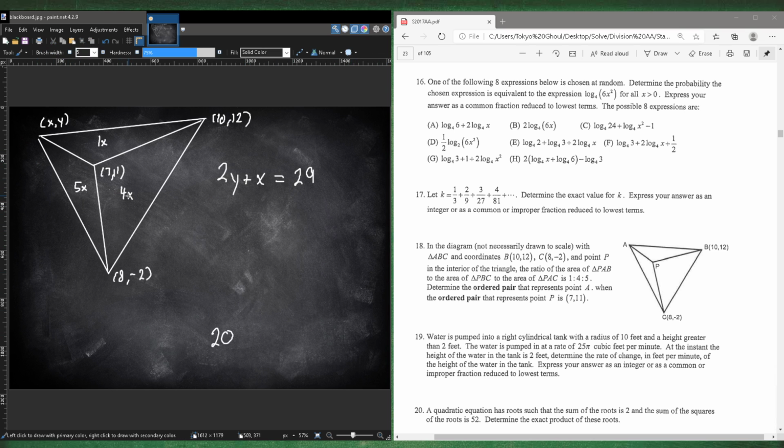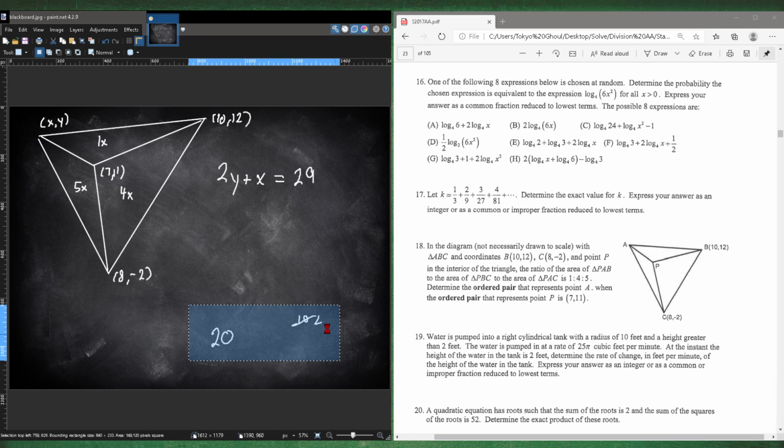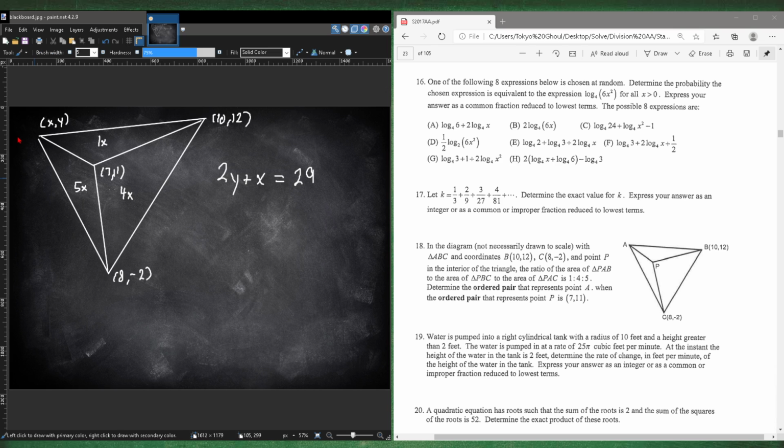Since this is 4x, 4x plus 5x plus 1x, that's 10. So the ratio from this triangle to this triangle is 4 to 10. So reverse it, so 10 to 4. Because the area of this is 20 and we need to scale it up to 10. So 20 divided by 4 is 5. 5 times 10 is 50. So the area of this big triangle is 50. So we have 50 is our area.